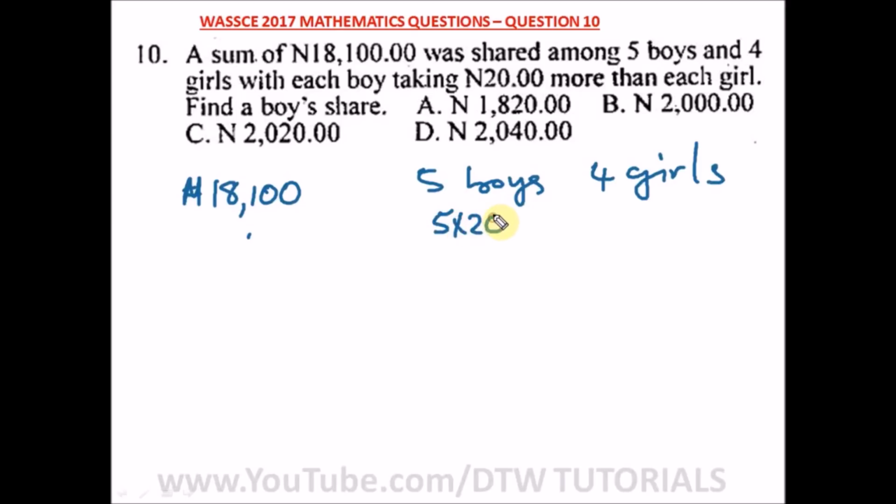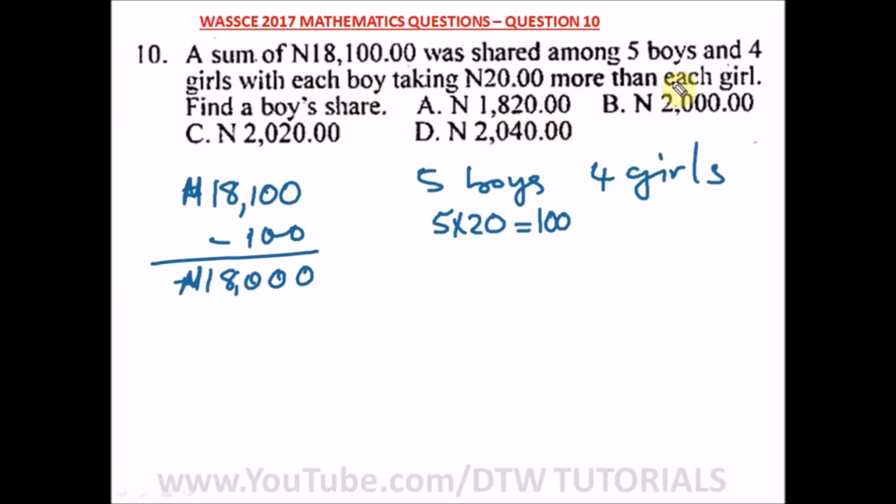5 times 20. So the total, the boys will take 100 naira more than the girls. Let's subtract this 100 from 18,100, and we have 18,000.